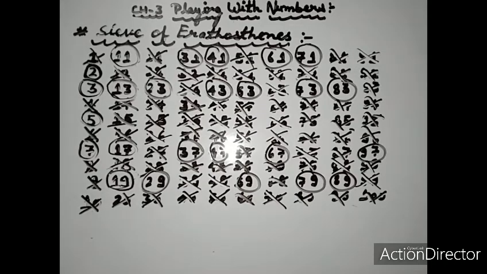Prime numbers are those numbers which have exactly two factors only, and composite numbers are those numbers which have more than two different factors. Dear students, you should also try this table in your rough notebook. First write numbers from 1 to 100, and then apply this sieve of Eratosthenes method.